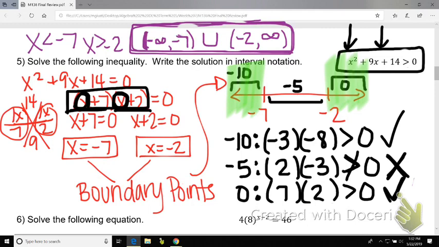So that problem that you would expect to see on your Ivy Tech final, you're going to run into some just like this, where you're going to have to go through the whole process of finding your 2 boundary points and then testing 3 different numbers to see where all of your solutions lie. Okay?